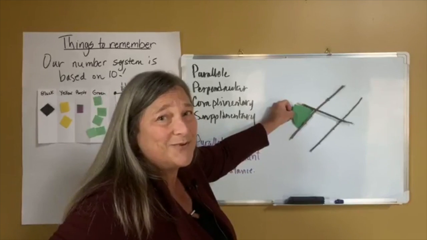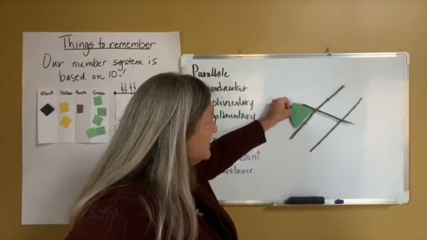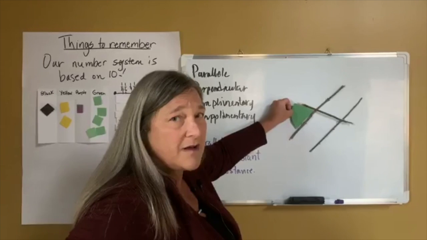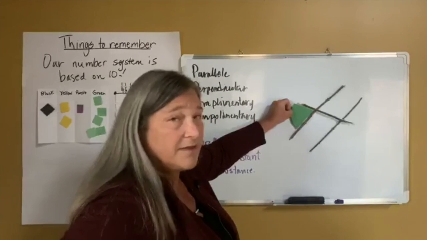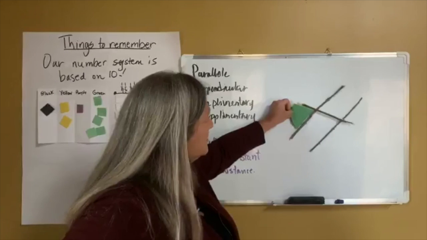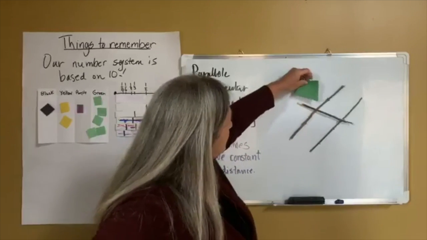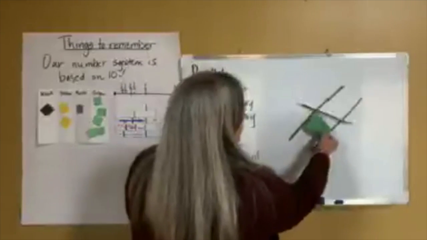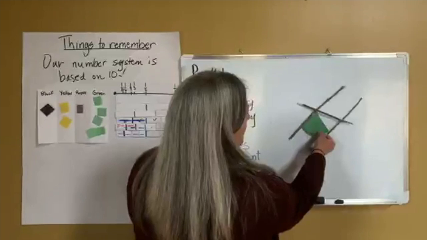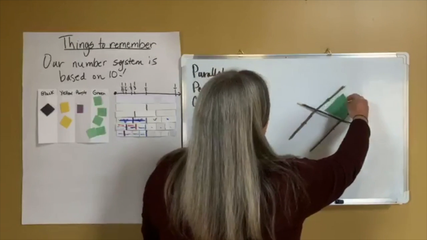Here's the super cool thing. Because these two lines are parallel, this is also the exact same measure as several other angles on this. So let's look and see. Is it the same as this one? Nope. Has a little bit missing off of that one. The same as this one? Nope, a little bit missing. Let's look at this one.